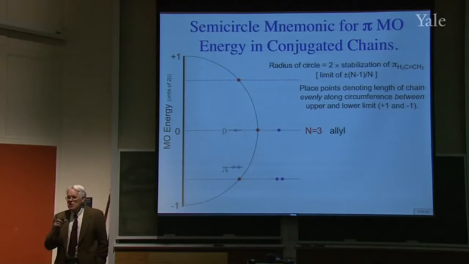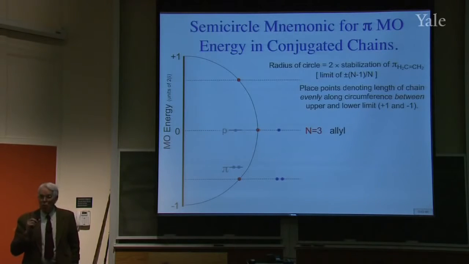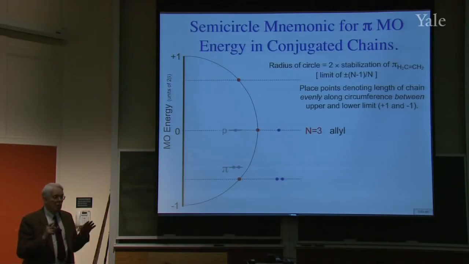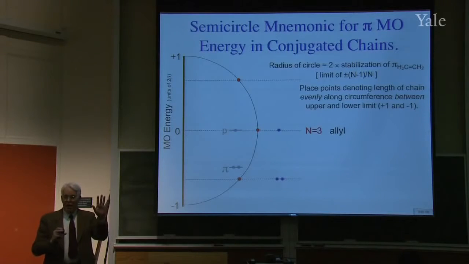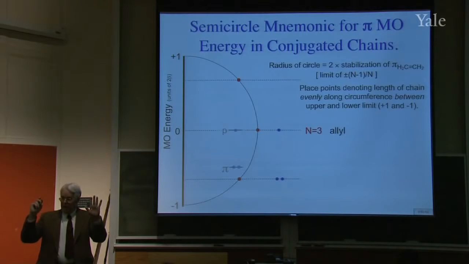Now, what's the stabilization? Compared to what, right? Compared to what you had if you had just a pi bond and a p orbital, a radical. How much better is it to have them next to one another and overlapping in an allyl system?